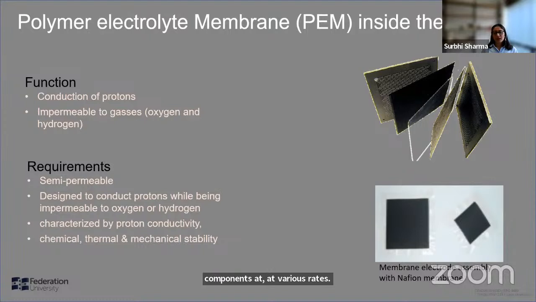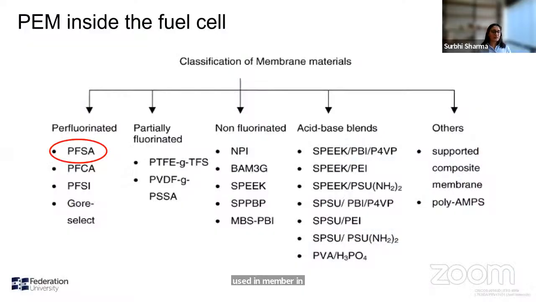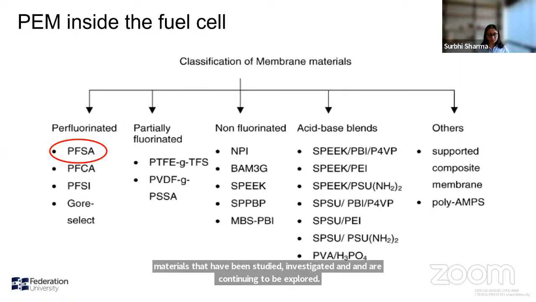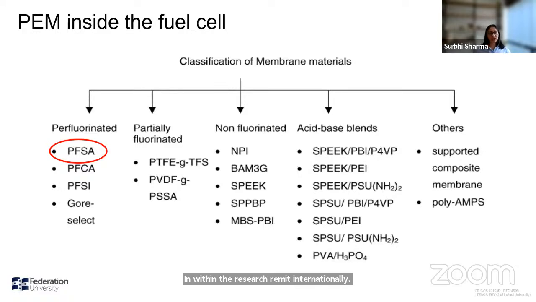The most common membrane is the Nafion membrane, which is used in membrane electrode assemblies in commercial systems as well. But there are a variety of different types of membrane materials that have been studied, investigated, and are continuing to be explored within the research remit internationally. Nafion belongs to a classification of membranes known as PFSA, or perfluorinated sulfonic acid membranes, and this is by far the most stable and commercially viable membrane.